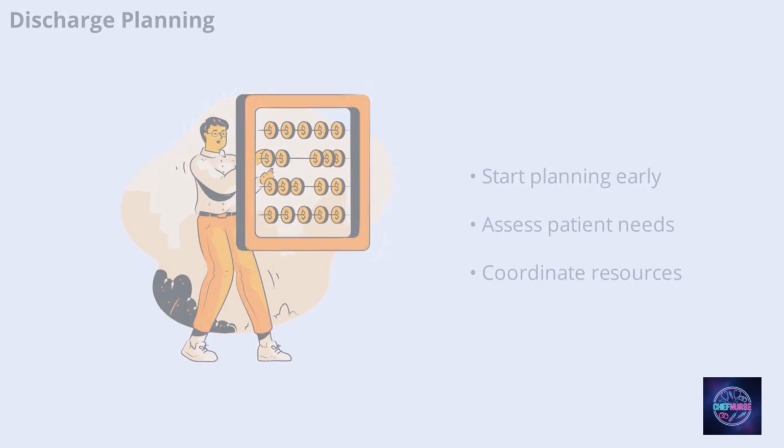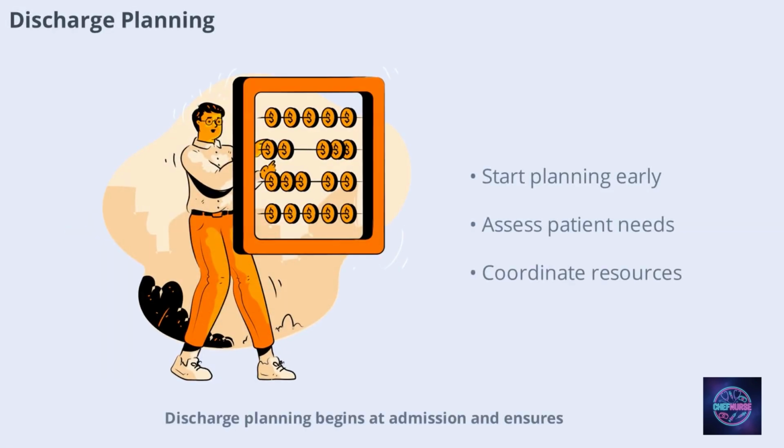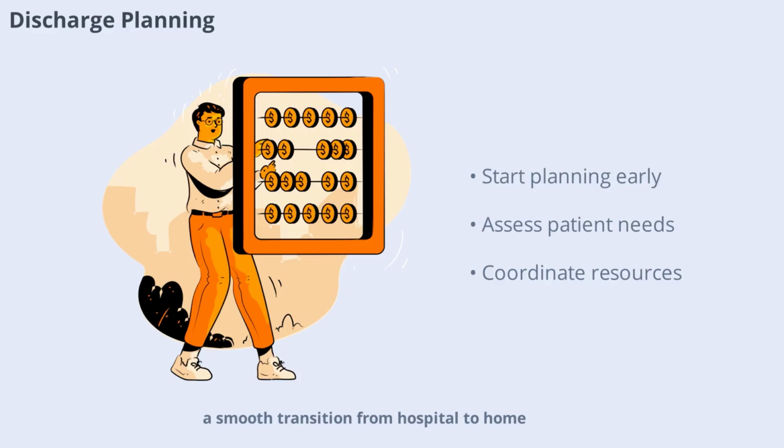Discharge planning begins at admission and ensures a smooth transition from hospital to home. The NCLEX may test your knowledge of patient education, follow-up appointments, and community resources. Assess patient needs, provide clear instructions, and coordinate with the healthcare team. Good discharge planning reduces readmissions and supports recovery.